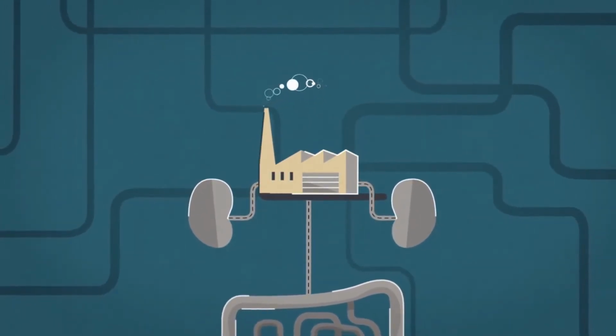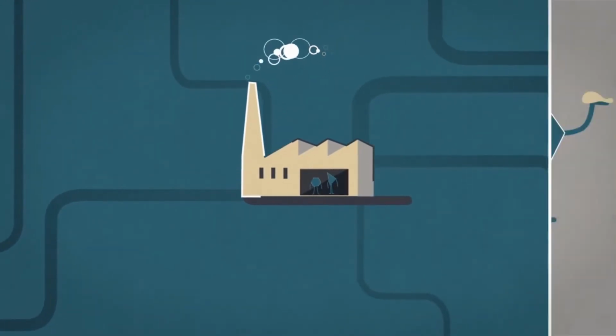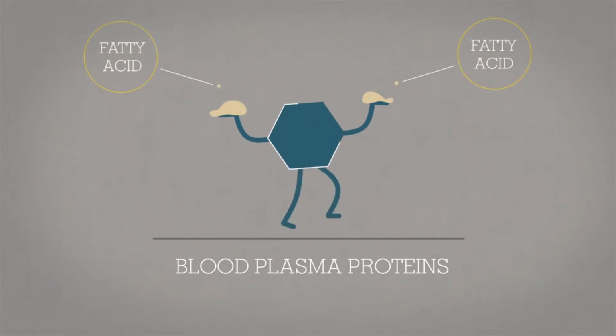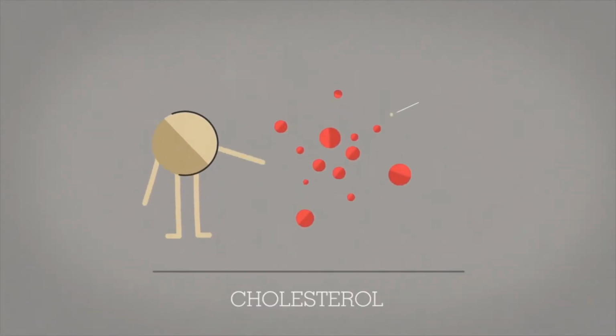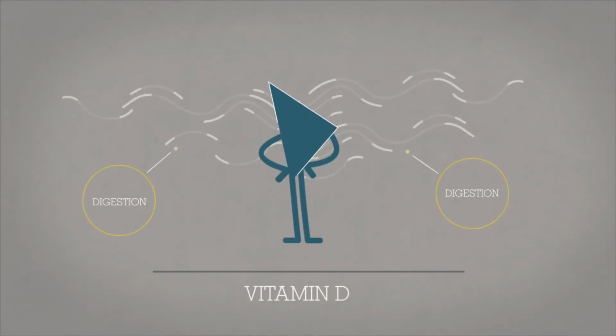Of course, we wouldn't consider the liver a factory if it didn't also manufacture things. This organ makes everything from various blood plasma proteins that transport fatty acids and help form blood clots, to the cholesterol that helps the body create hormones. It also makes vitamin D and substances that help digestion. But one of its most vital products is bile.